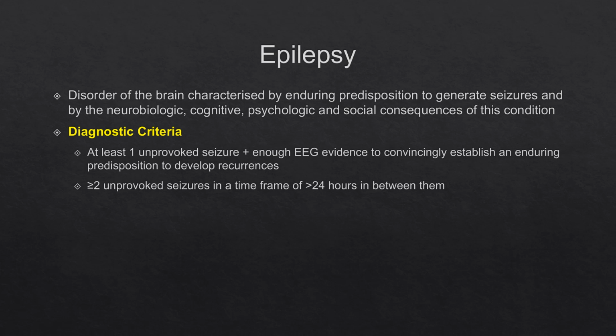That must be there. Or more than or equal to two unprovoked seizures in a time frame of more than 24 hours between them. That means the child must have had two or more unprovoked seizures with more than 24 hours of gap between them. Then we can also call it epilepsy.